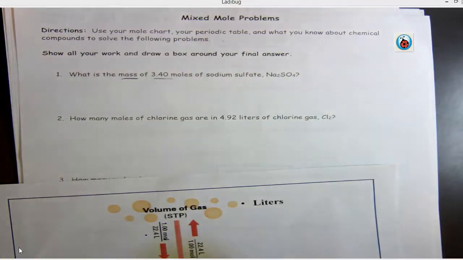Okay, so when we're doing these, we're going to have to figure out what do I know, what do I want to know, and then you can go back and look at the problems you've already done to figure out what you need to do.